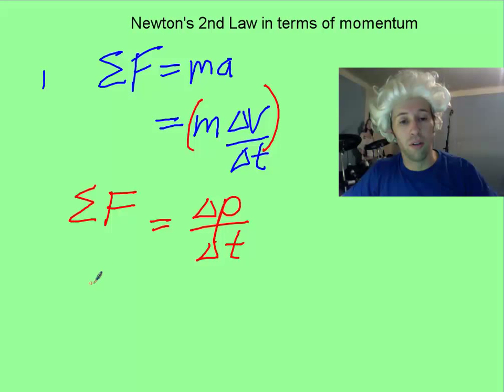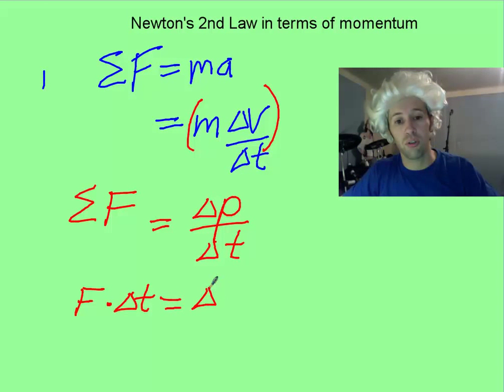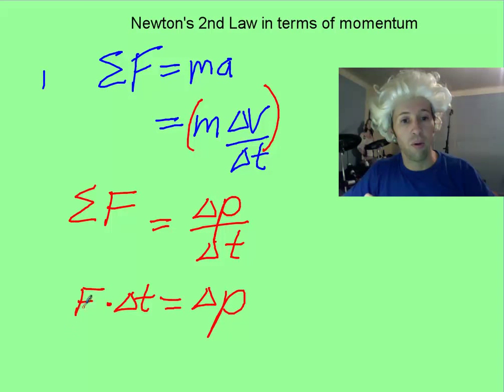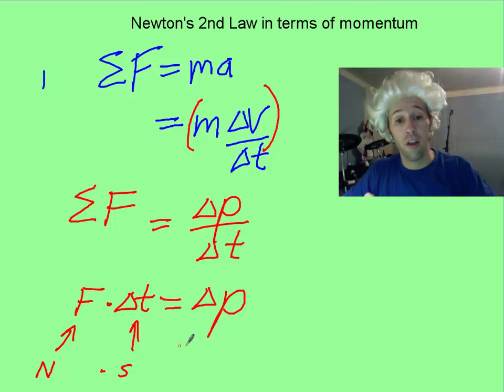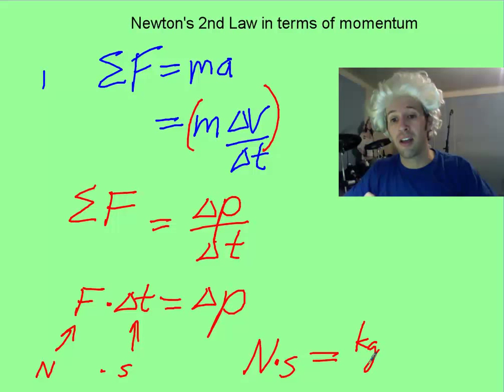Now if you want to look at units, you can say that force times delta t is equal to the change in momentum. And that gives us another set of units, because here we know that force would be in newtons, and time is clearly going to be in seconds. So another unit for momentum is newton seconds, which is the same thing as a kilogram meter per second.